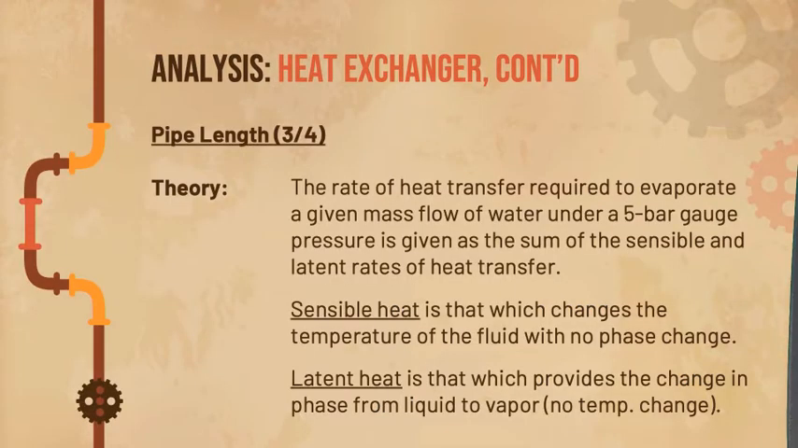Now that we've found the total heat flux that we have, we need to find the total heat flux we need to evaporate water from liquid to vapor. The rate of heat transfer required to evaporate a given mass flow of water under a 5 bar gauge pressure is given as the sum of the sensible and latent rates of heat transfer. Sensible heat is that which changes the temperature of the fluid with no phase change. Latent heat is that which provides the change in phase from liquid to vapor with no change in temperature.